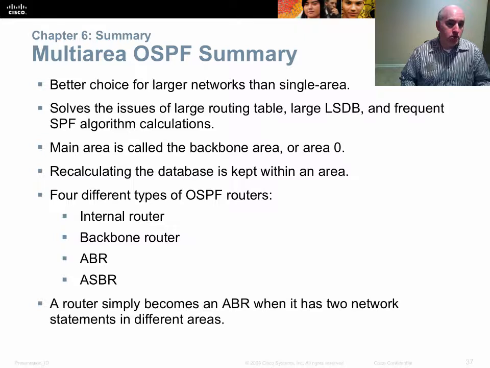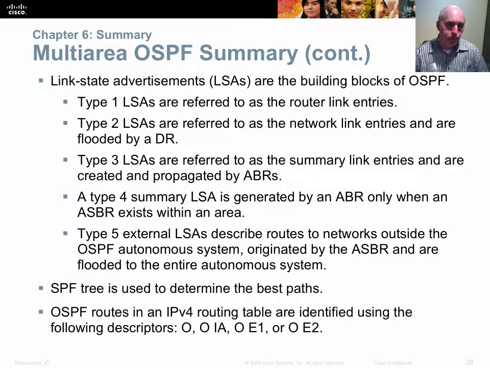You can have a backbone router. That's a router that's connected to area zero. It may only be connected to area zero, meaning all of its interfaces are in area zero, or it may be an ABR where it is connected to the backbone as well as one or more other areas. In fact, an ABR can be connected to multiple areas. So one router might connect area two, three, and four back into area zero. And then your ASBR, which you know is connecting the OSPF network to non-OSPF networks. A router simply becomes an ABR when it has two or more network statements in different areas, right?